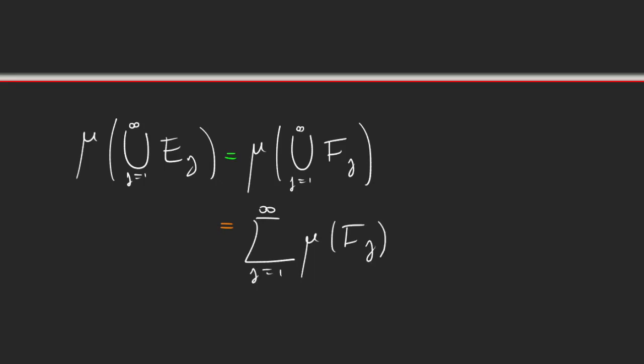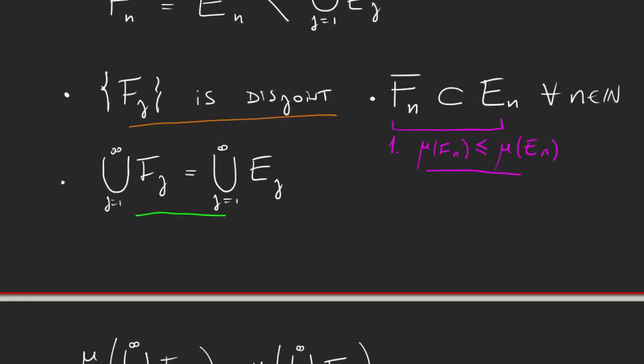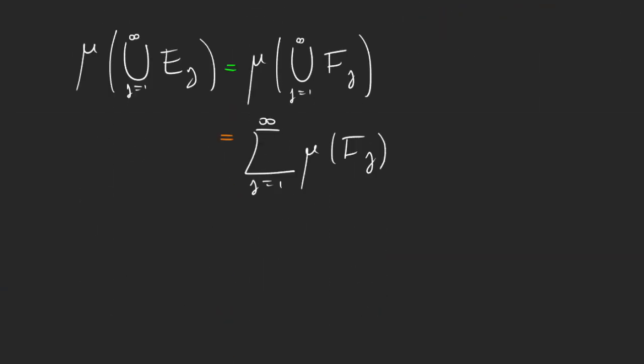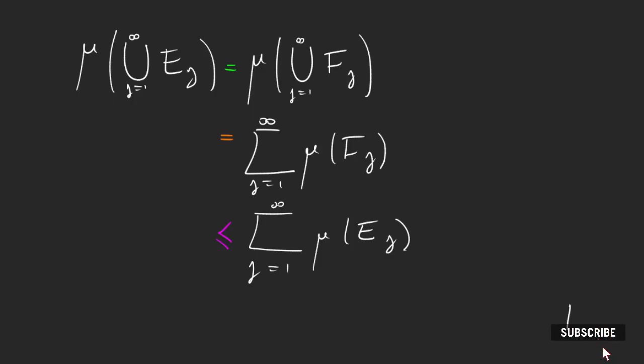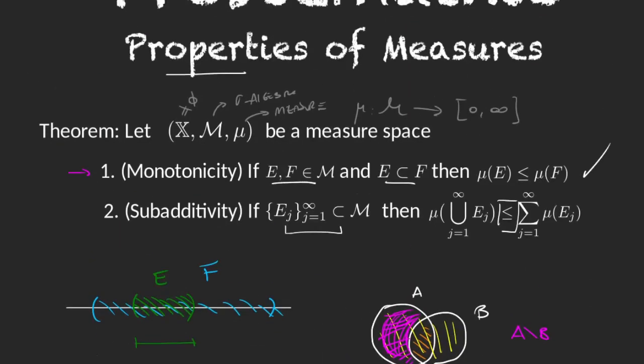But now we have that the measure of F sub n is smaller than the measure of E sub n for every n. So this is smaller than or equal to, changing these measures for the measures of our original sets. And that's it. This is exactly what we were trying to prove. So we have finally finished our proof, and we can say that all measures satisfy these two properties.